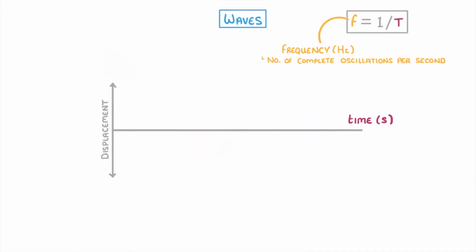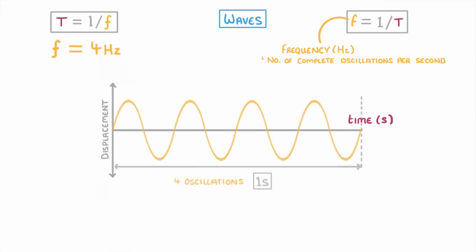We can also use the equation the other way around. So time period equals 1 over frequency. So if we were told that the frequency of a wave was 4 Hz, which means 4 oscillations per second, then to find the time period, we'd just do 1 divided by 4, which tells us that each oscillation must be 0.25 seconds.